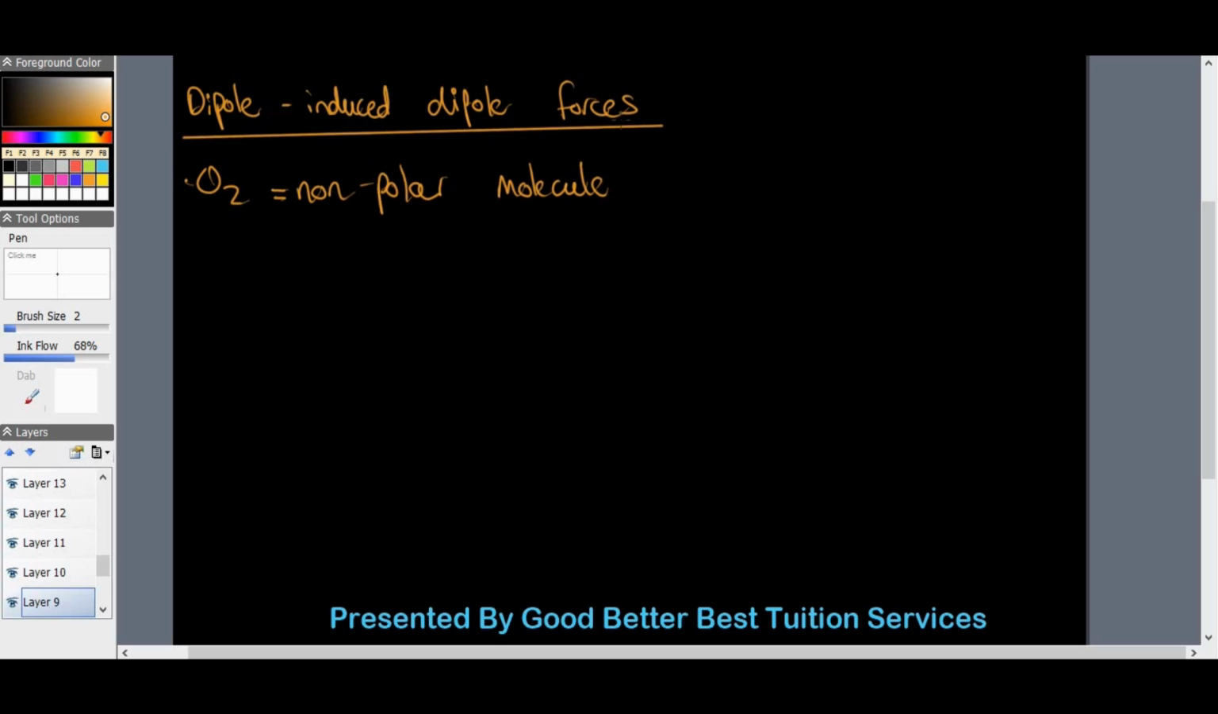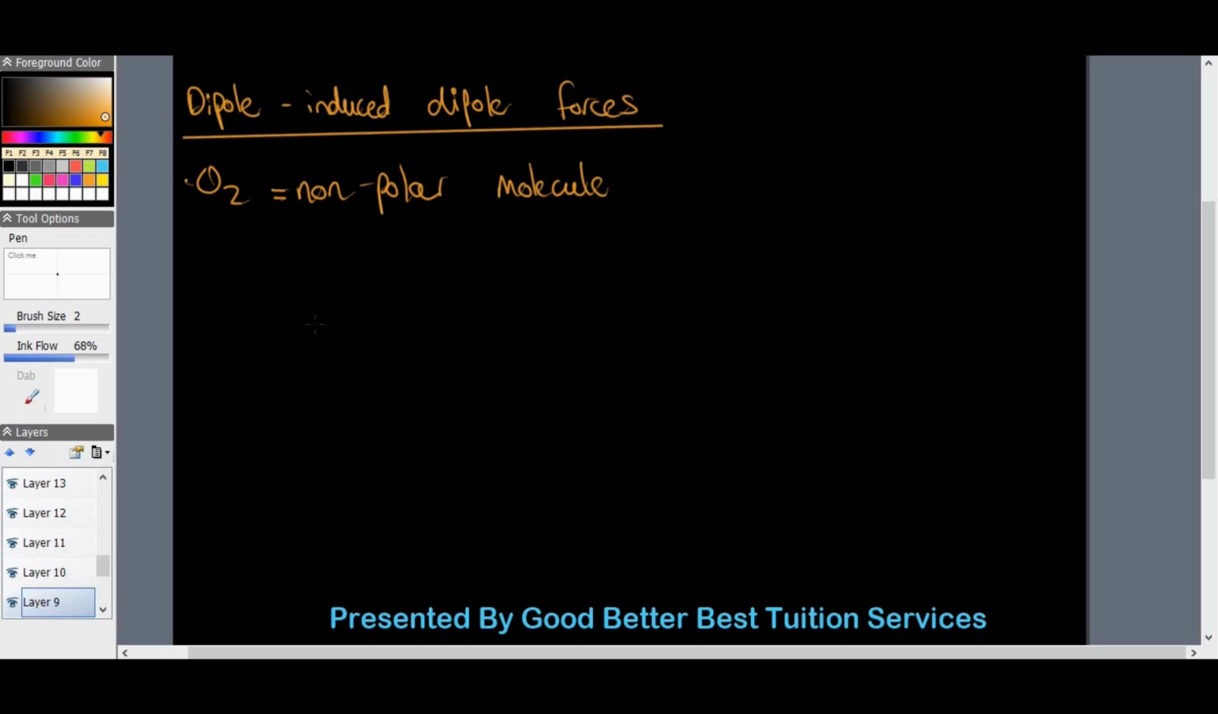The reason is that polar water molecules can induce a dipole in surrounding non-polar molecules. As the negative side of the polar H2O molecule approaches the non-polar O2 molecules, electrons in the O2 molecule are repelled. All right, and the O2 molecule therefore becomes polar.